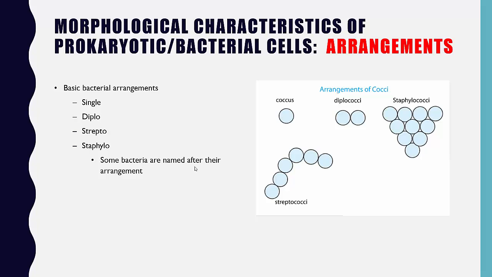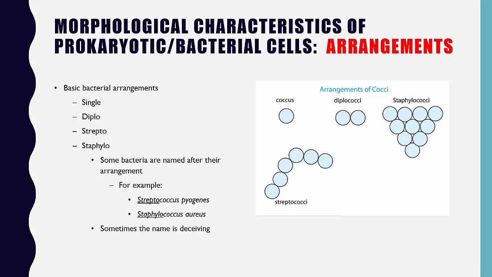And yes, some bacteria are named after their arrangements. You probably are guessing some of these. So, for example, Streptococcus pyogenes, group A strep. They look like this. So here's the strepto arrangement, and they are coccus shaped. So there we are. Staphylococcus aureus. They are staphylo arranged, but they are coccus shaped. So they come out like that.